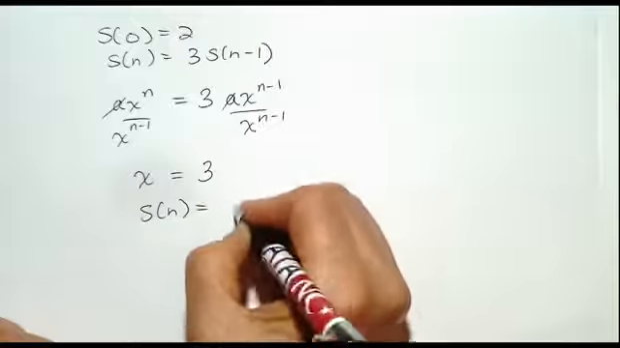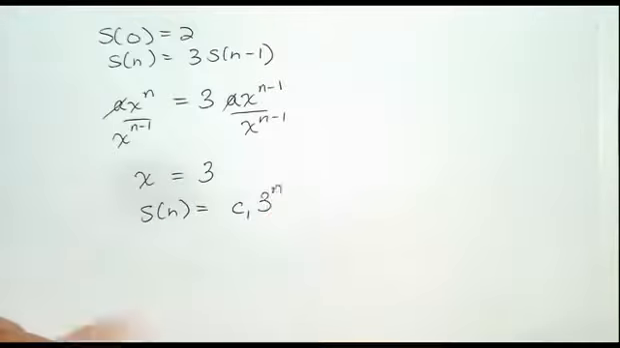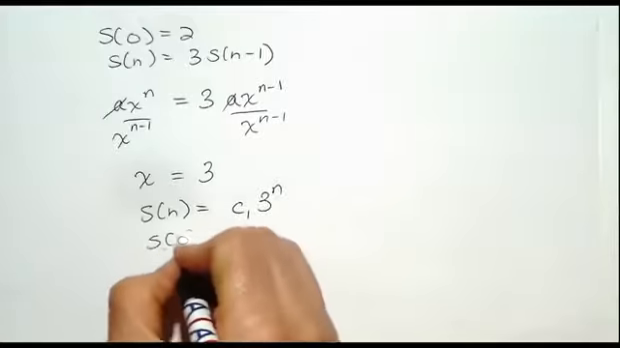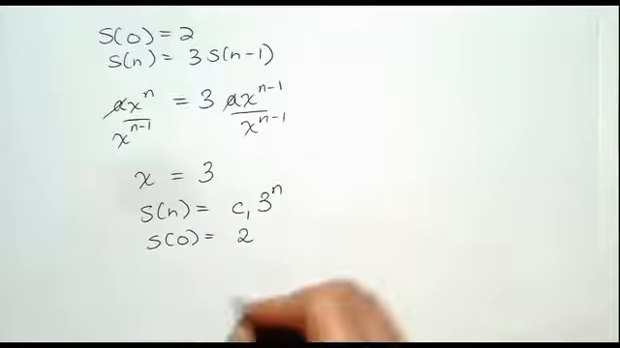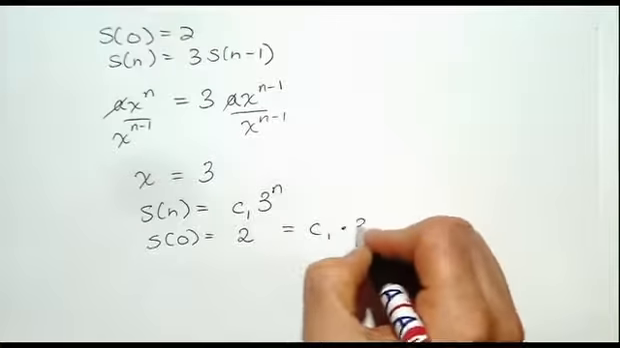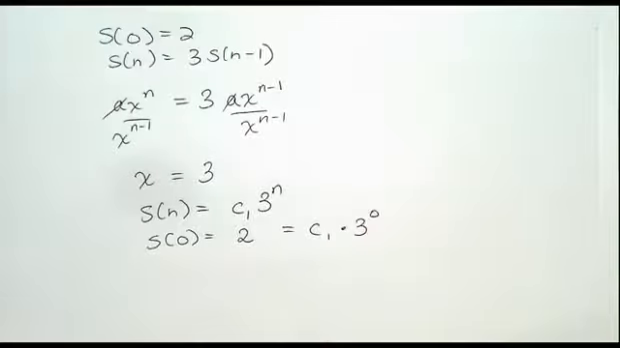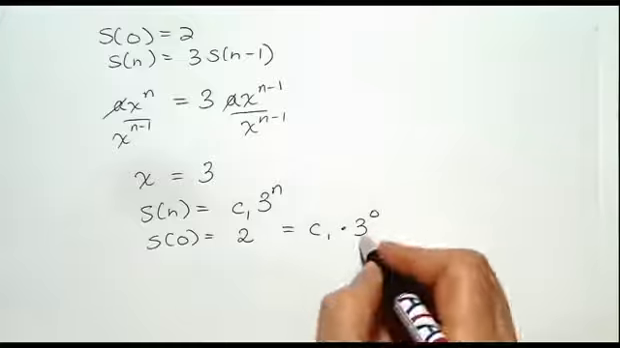So s of n is a constant times 3 raised to the n. And in order to figure out what that constant is, I have to use my basis, which is 0. So s of 0 is equal to 2, which is equal to C1 times 3 raised to the 0. So C1 is equal to 2, because that's just a 1.